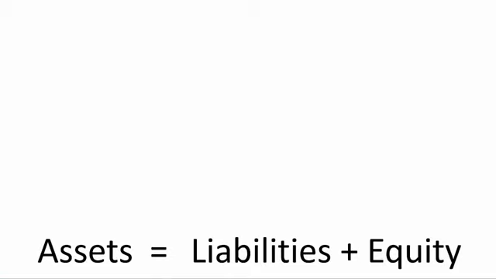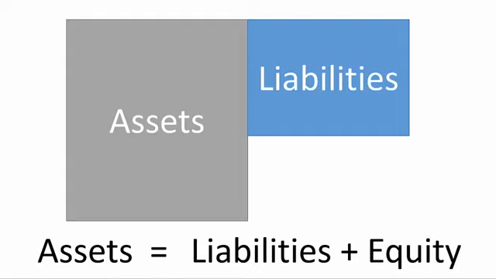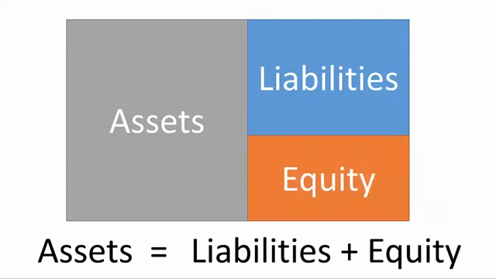We can also convert this formula into 3 conceptual boxes. On the left, we have assets. This box represents the value of our assets. On the right, we have a liabilities box and an equity box. These boxes represent the value of the liabilities and the equity.